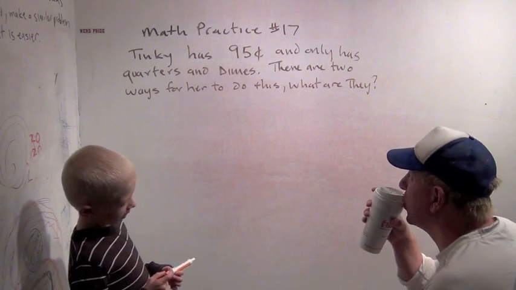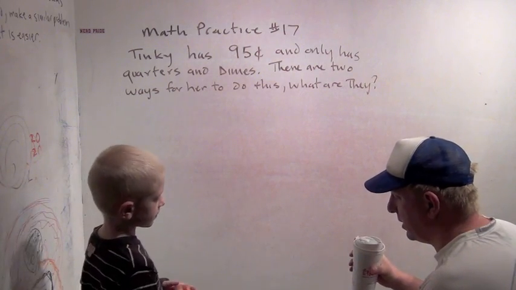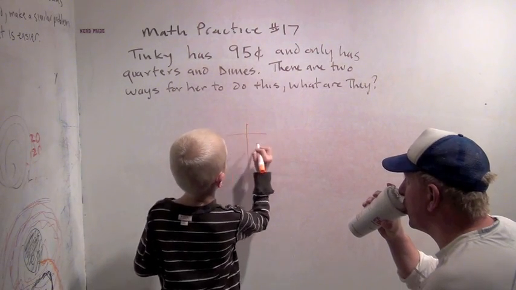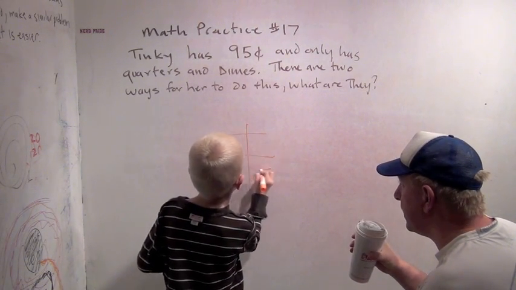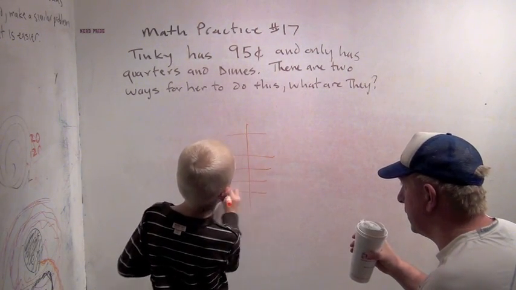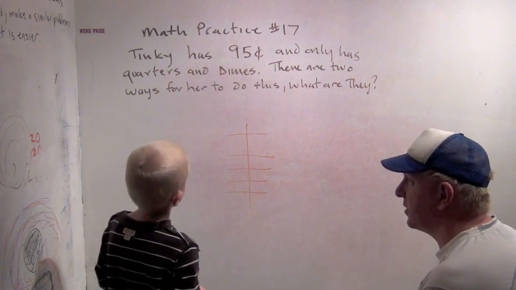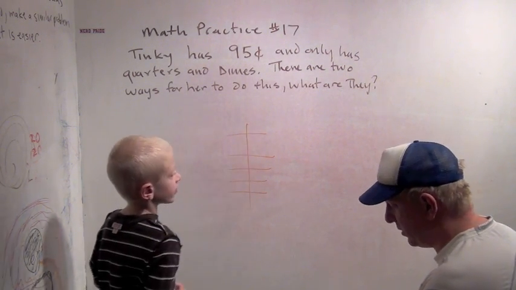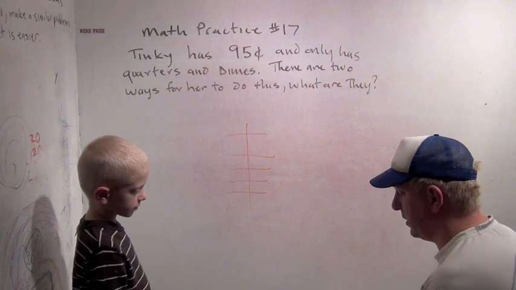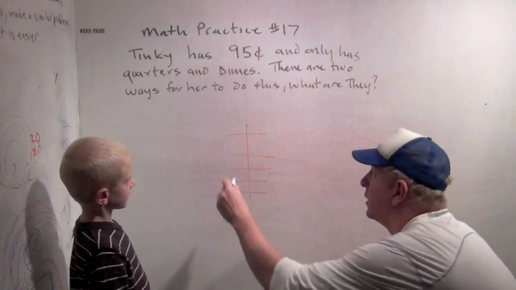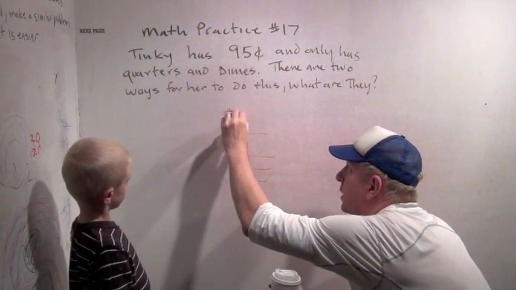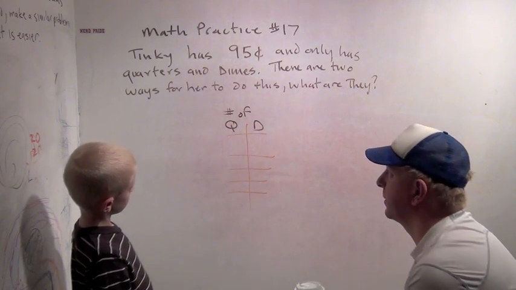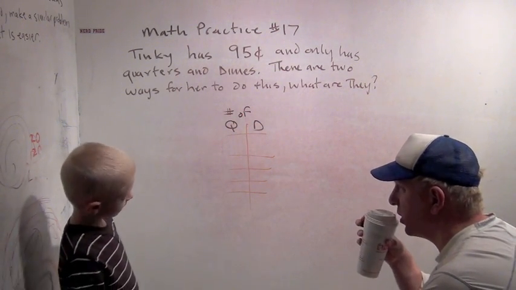What would you like to do? Make a chart. You want to make a chart? Okay. Let's make a chart. Okay. What do you want to be in your chart? Number of quarters and number of dimes. Okay. Great. All right. So do you want me to write that? Mm-hmm. Number of quarters and dimes. Okay, so where do you want to start?